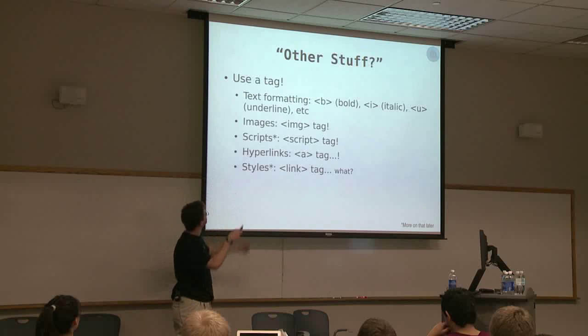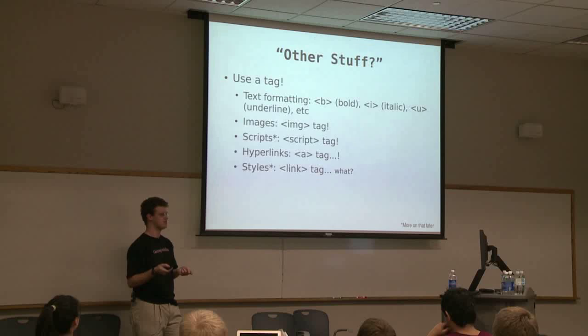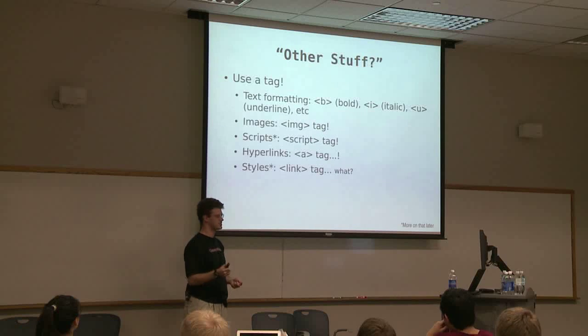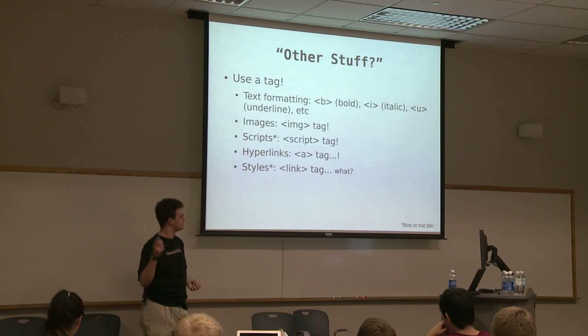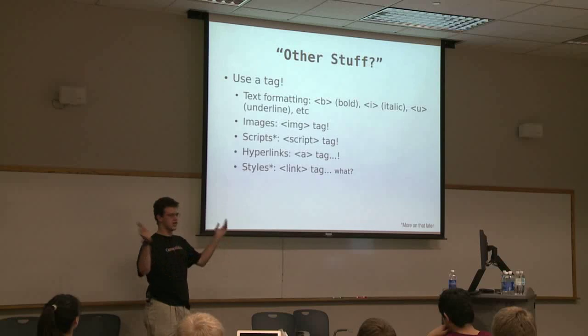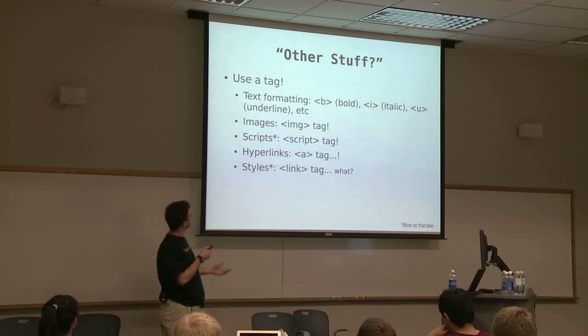And then there's other stuff. You'll notice that some websites have pictures. Some websites have colors. Some websites have exciting text. Some websites have text that bounces across the screen in all kinds of fun ways. Those are all just more tags. So if you wanted to have an image in your website, you put an image tag.